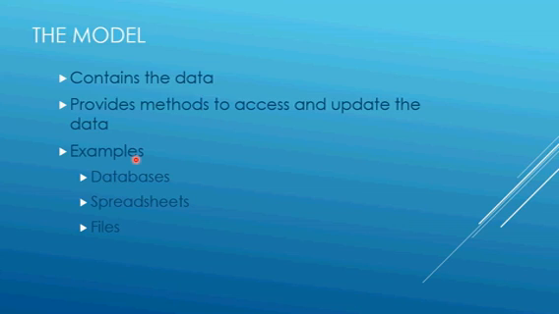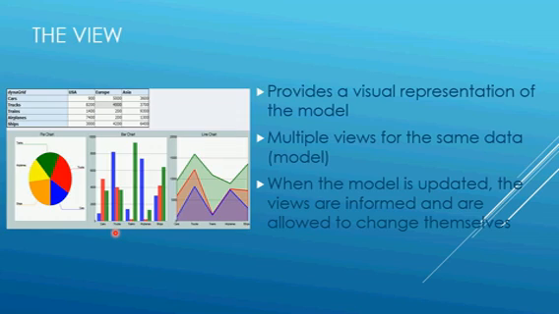Going on to the next component of the MVC architecture, it is the view. The view is what the end user is finally going to see. It basically gives a visual representation of the model. Like I said, the model is the data and the view is the visual representation of the data. Now we could have multiple views for the same data, that is the model. So the same data over here could be represented as a pie chart, a bar chart, or a line chart.